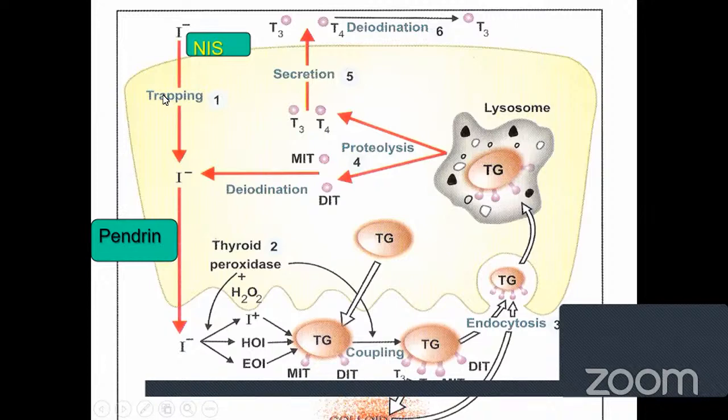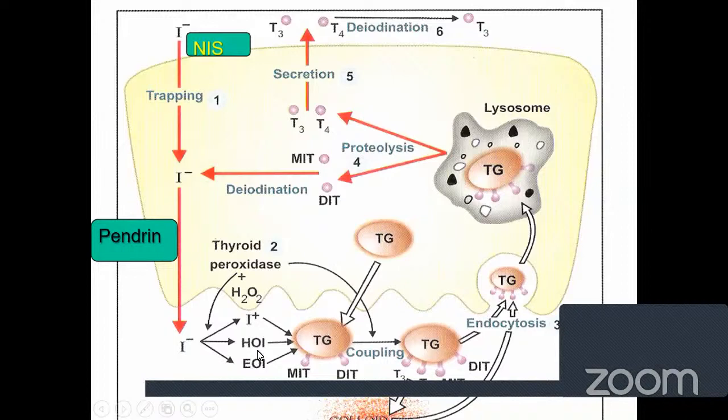Now this is an active process. It is a concentration dependent process from higher concentration to the lower concentration one. Then this trapped iodide, it will be taken inside to the colloid portion. Then this iodide will interact with hydrogen peroxide, that is H2O2, in the presence of thyroid peroxidase enzyme. Then it will form those hypoiodous forms. So this is a step of oxidation.